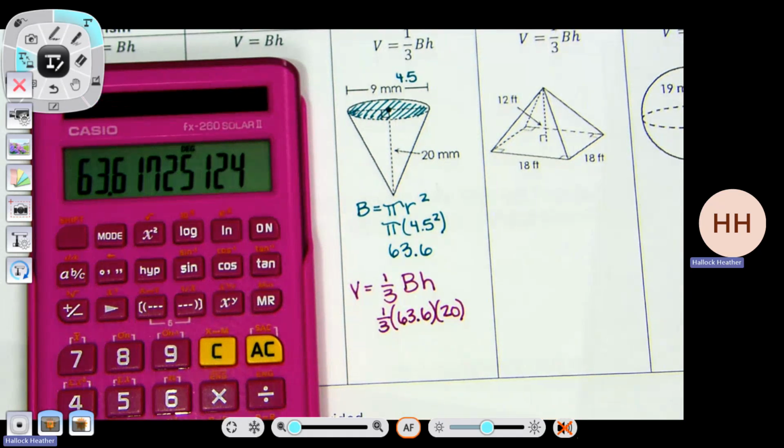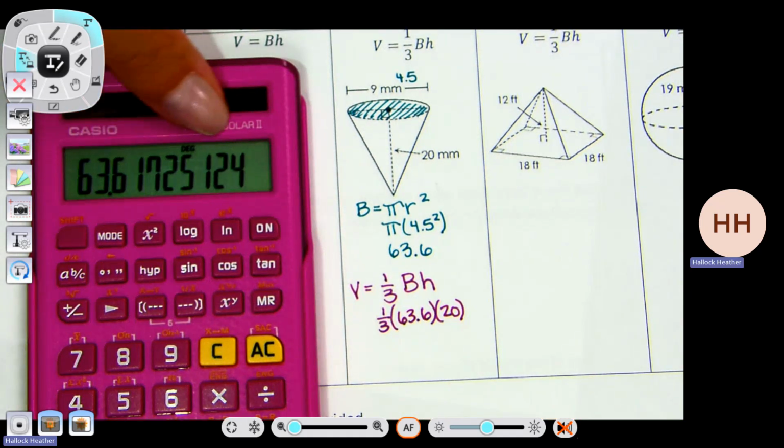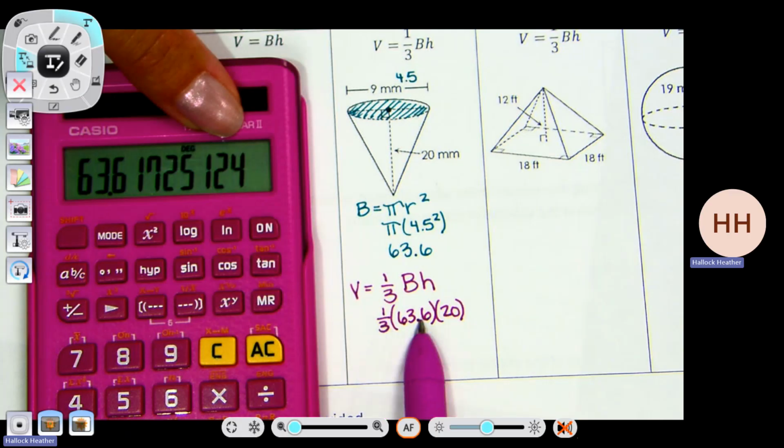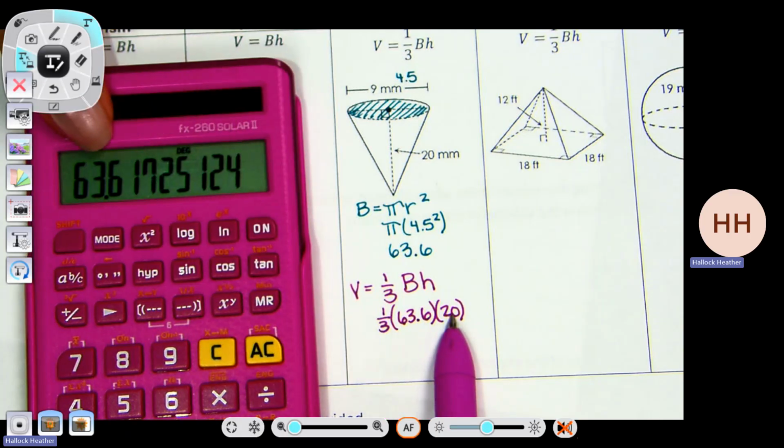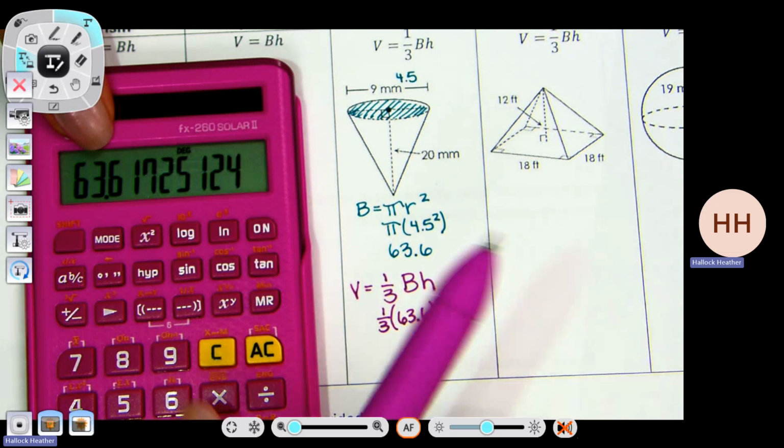So in my calculator, I still have this whole thing. It does not matter what order you multiply them in because you're multiplying them. If I do 1 times 2 times 3, it's going to give me the same answer as 3 times 2 times 1. So do you want to multiply by the fraction first or do you want to multiply by the 20? 20. I'll do the 20. It doesn't matter. You're going to get the same answer. So I'm going to multiply this by 20.